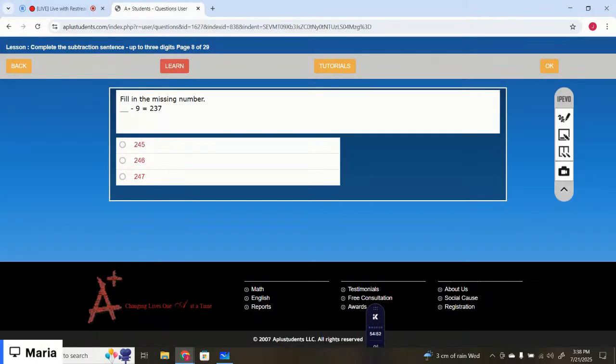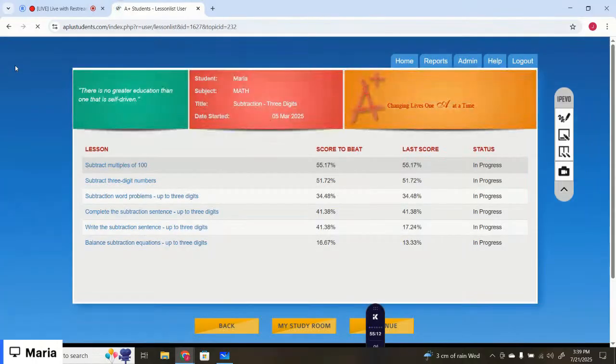Fill in the missing number. What number minus 9 is 237? So you need to add 9 to both sides, right? That makes 246. Okay, you can complete the lesson by yourself later today.